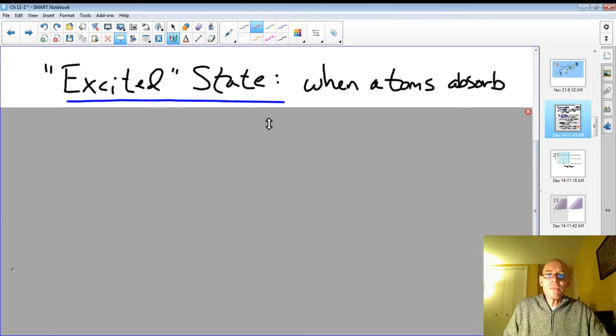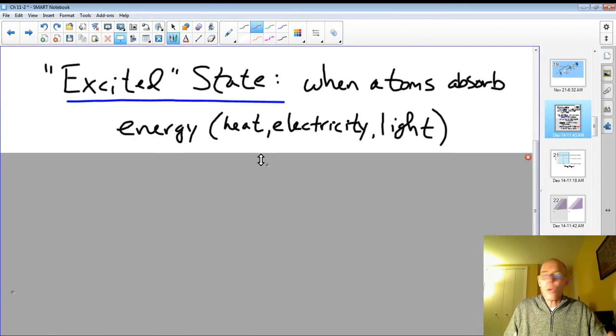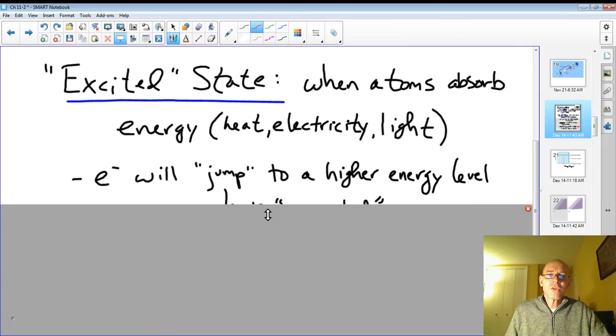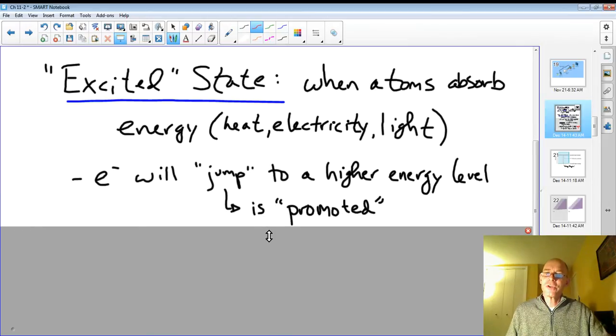But when atoms absorb energy, and it can be all kinds of different energy, you can heat it up and glow iron, for example. You can blast it with electricity. There's a neon light for you. Or you can even shine light on it of the proper frequency. Atoms will absorb that energy, but it's not the nucleus, it's the electrons. And the electrons will jump to a higher energy level. The technical term for that is the electron is promoted to a higher energy level.